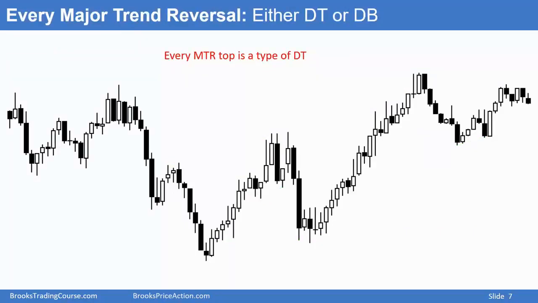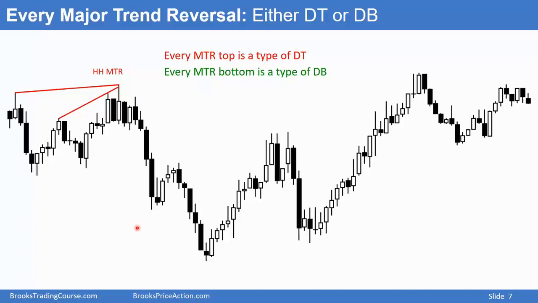Every major trend reversal top is a type of double top. It's an attempt by the bulls to make the bull trend resume, yet the bull trend fails around the prior high and reverses a second time. Let's say there was a bull trend to the left here, and it rallied, and it tried to reverse. It rallied again to a slightly higher high, and reversed again. Higher high, major trend reversal.